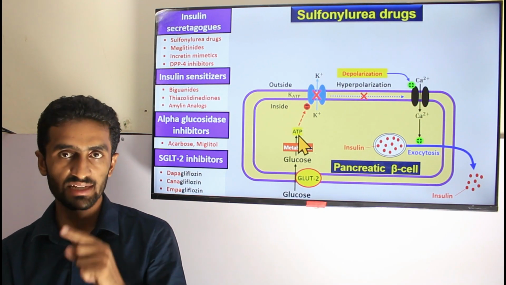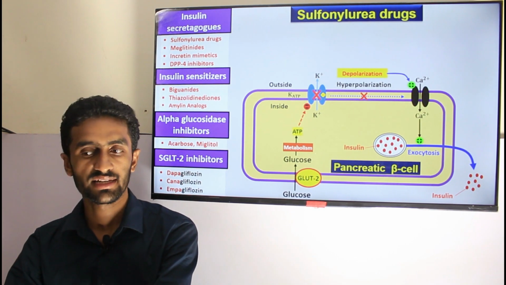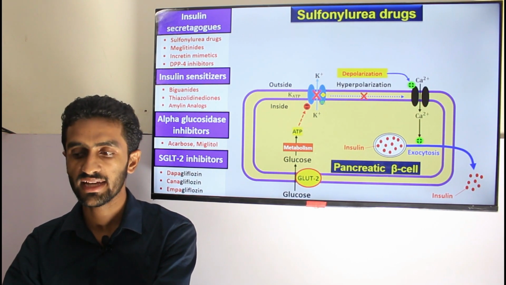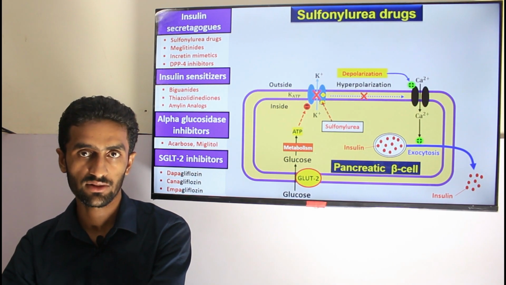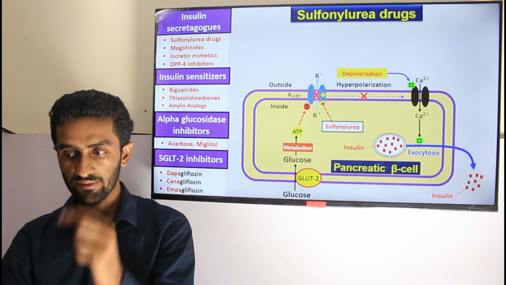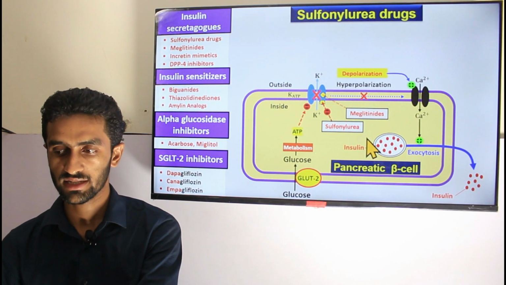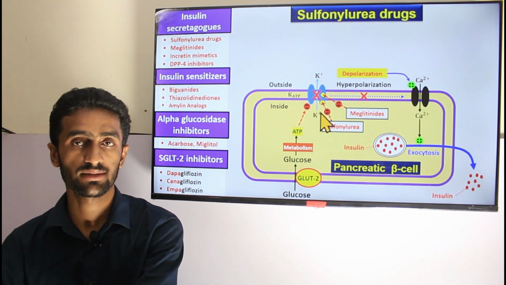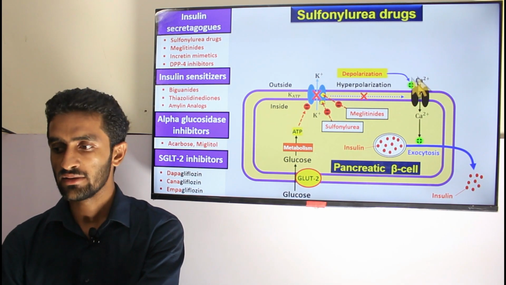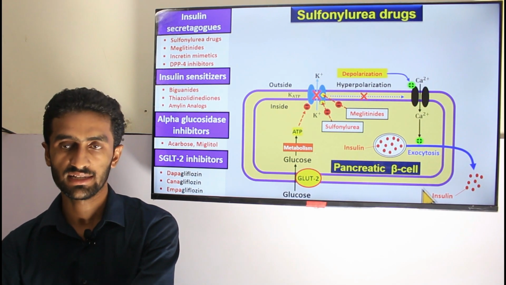So here it is triggered by ATP. And the sulfonylureas or meglitinides do what? They increase the insulin secretion by inhibiting this potassium channel. Sulfonylureas have different receptor sites, while meglitinides have different receptor sites, but their mechanism is similar. They inhibit this potassium channel and cause depolarization, which is responsible for the entry of calcium, which causes the insulin release.